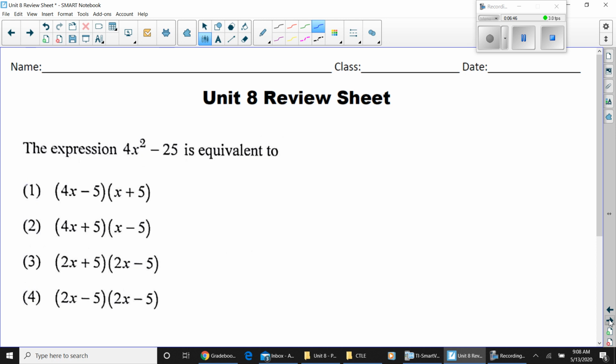Go ahead, see if, remember, you have to factor out any greatest common factor first. If there is no greatest common factor, you just have to go ahead and factor with what you know. So go ahead, try this problem. We're going to press pause now.